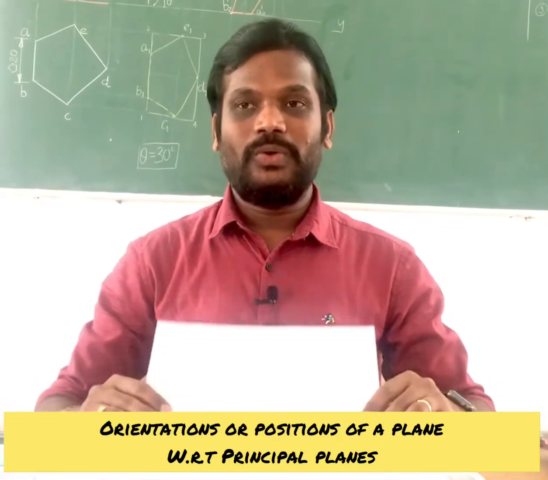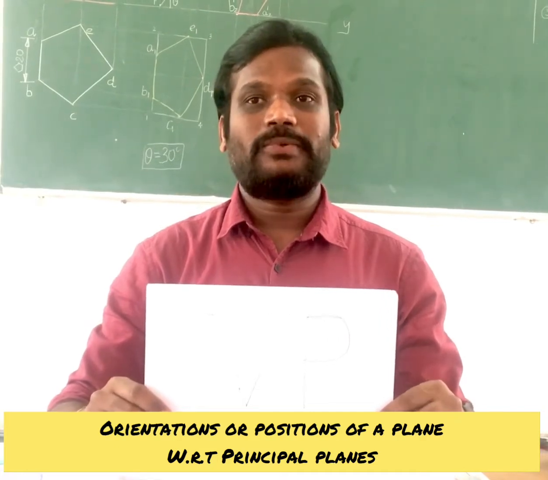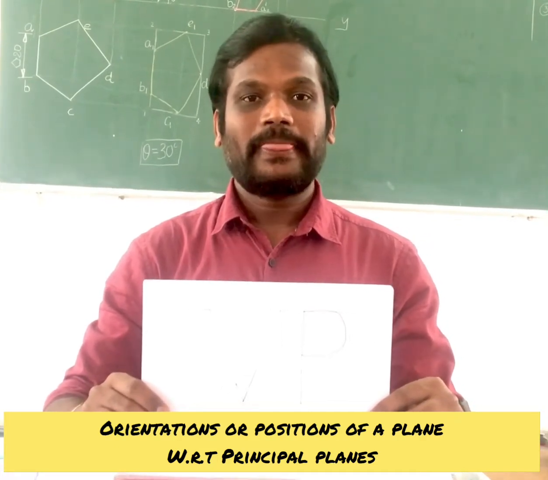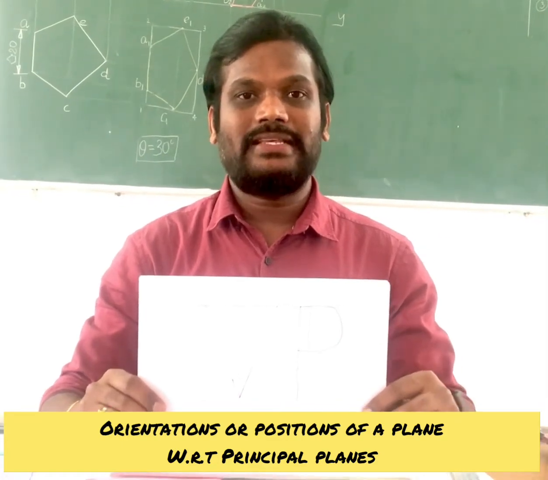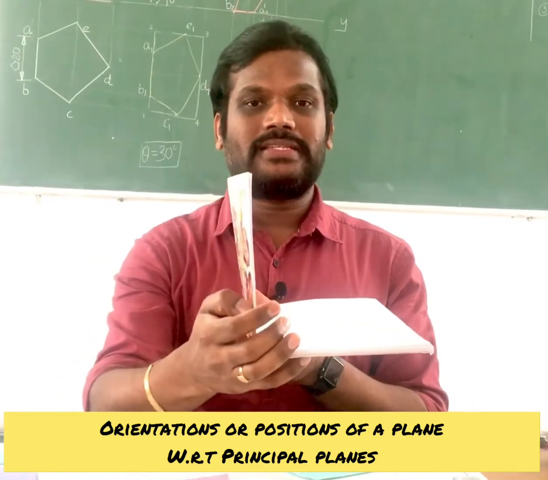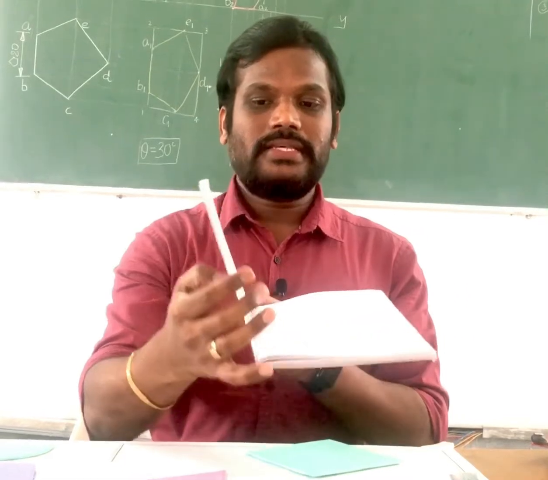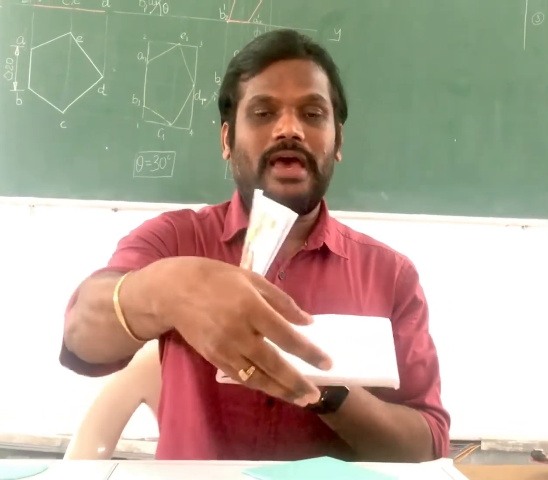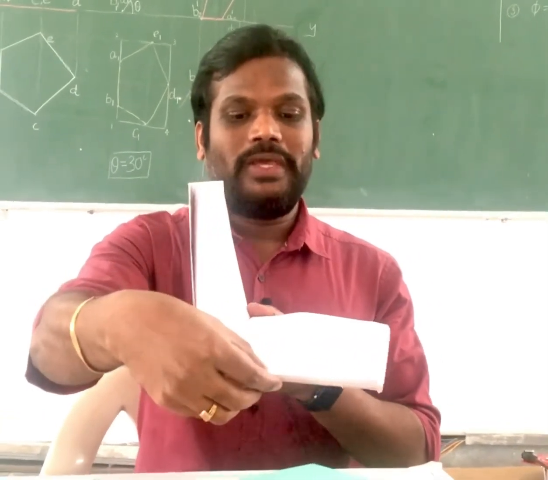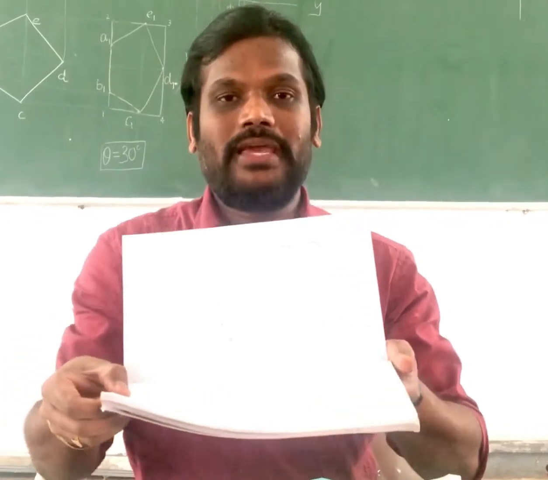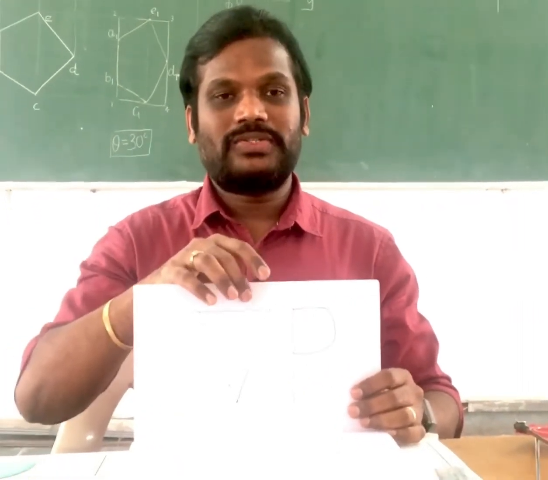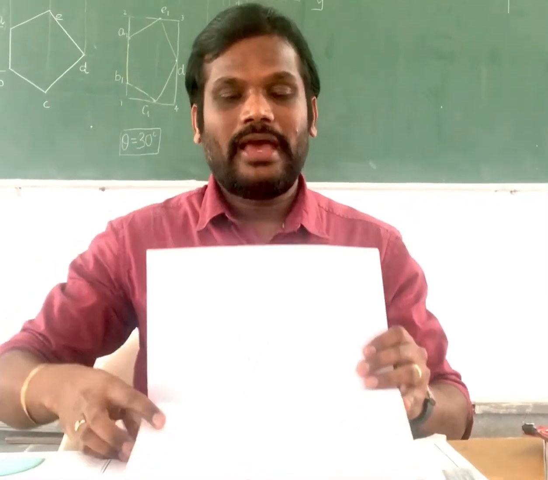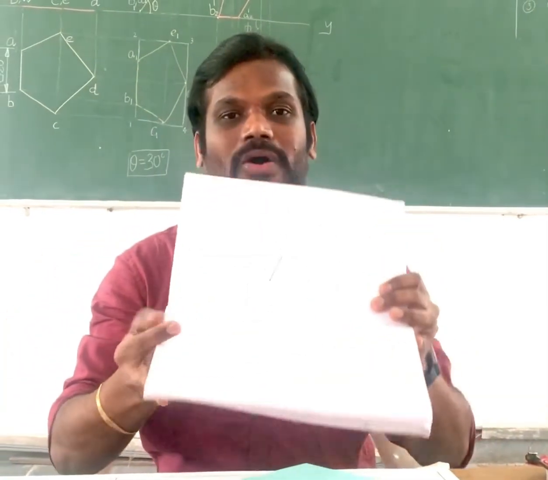Before that, you are aware of the concept of the first angle projection method. In the first angle projection method, the planes are placed like this. For example, this is the vertical plane and this is the horizontal plane. To make it very clear, I am rotating the planes towards the audience. This is a vertical plane and this is the horizontal plane.